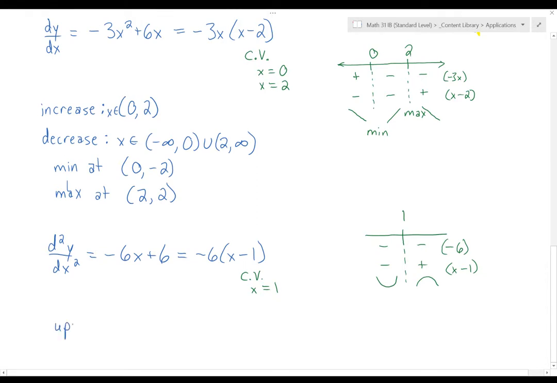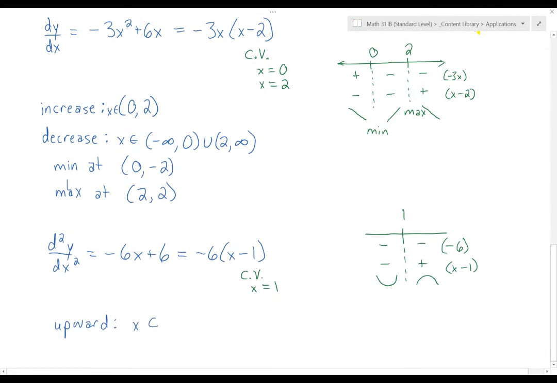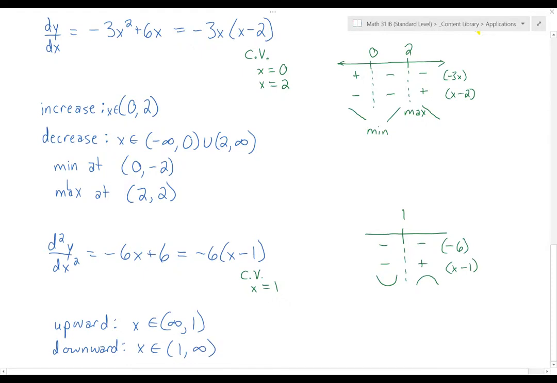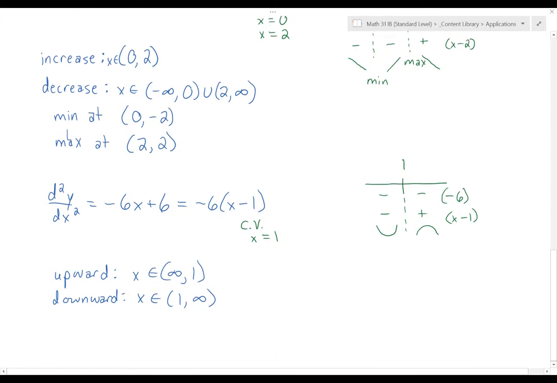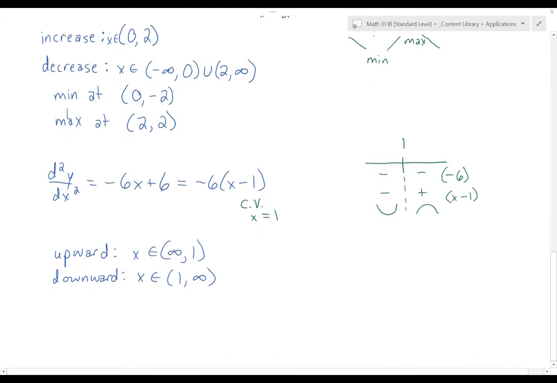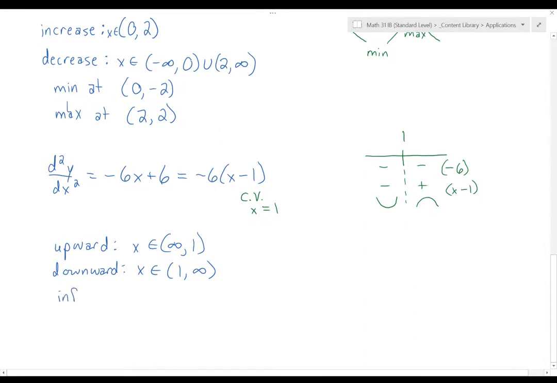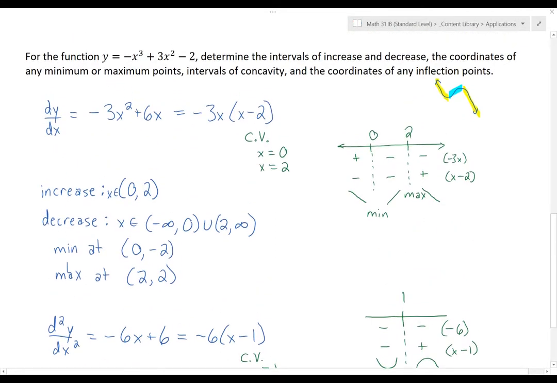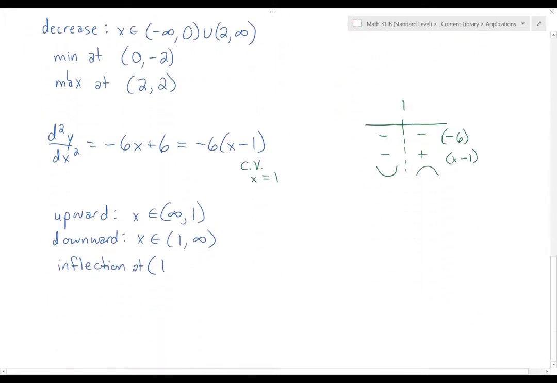So I have upward concavity for the interval from negative infinity to 1, and I have downward concavity for the interval from 1 to infinity. Again, 1 is not included in these intervals because at 1, we do not have upward or downward concavity. We have a 0 concavity, so sort of a lack of curvature basically at that point. And because there is a change of concavity, we have an inflection point when x equals 1. So we have an inflection at x equals 1, and just going back up to my original function, when x equals 1, the point is 0. So that is our inflection point.